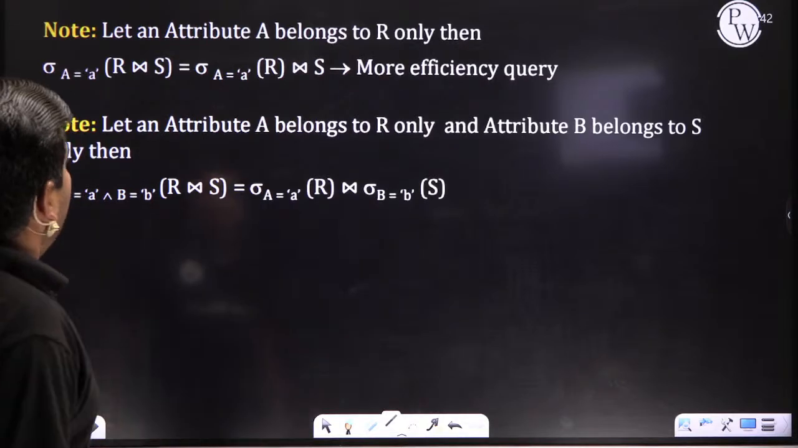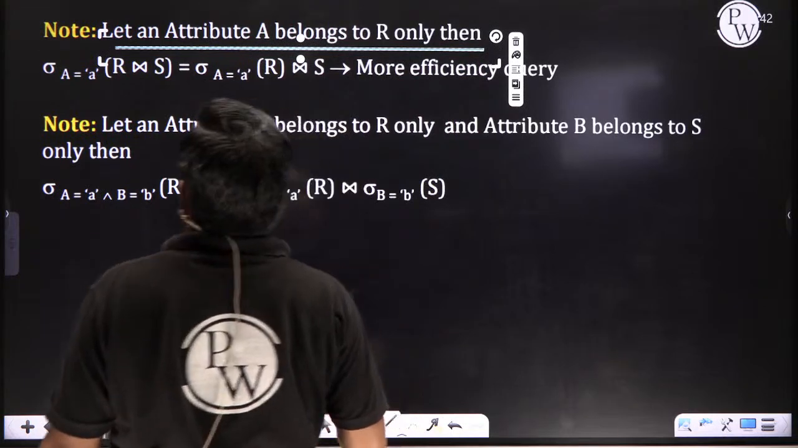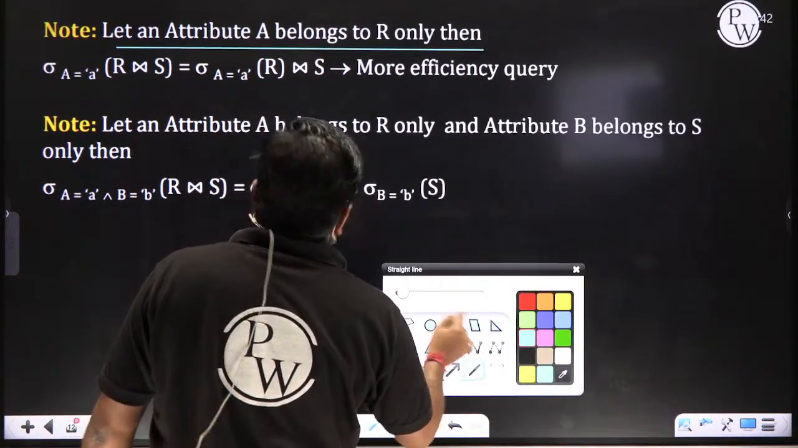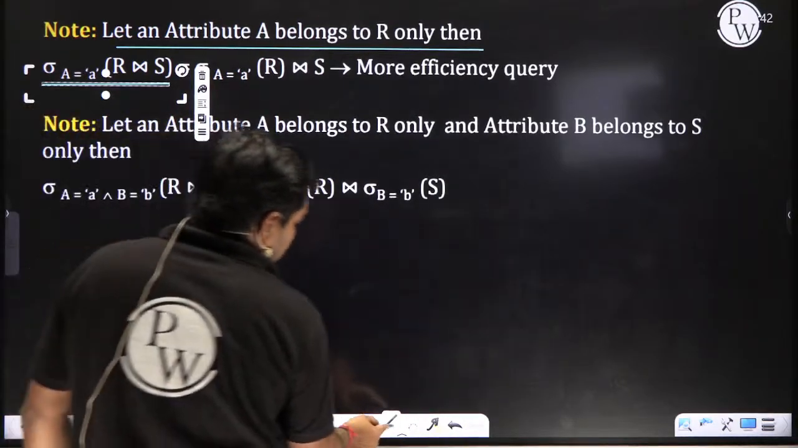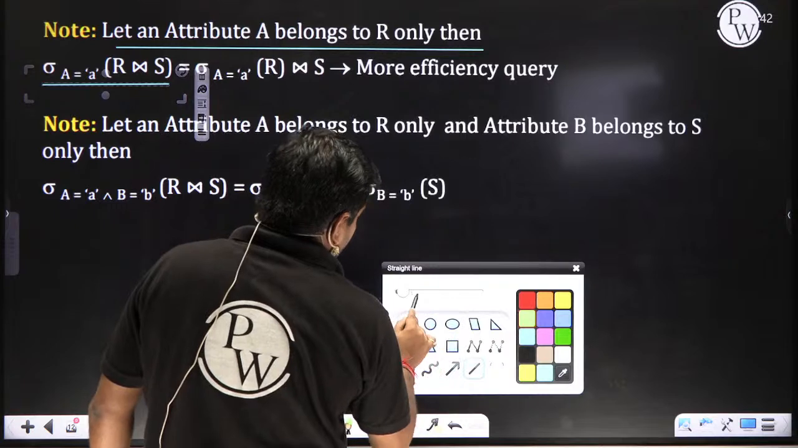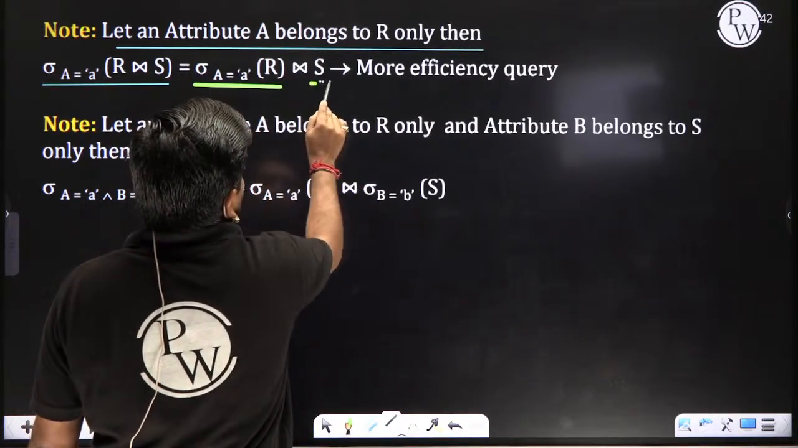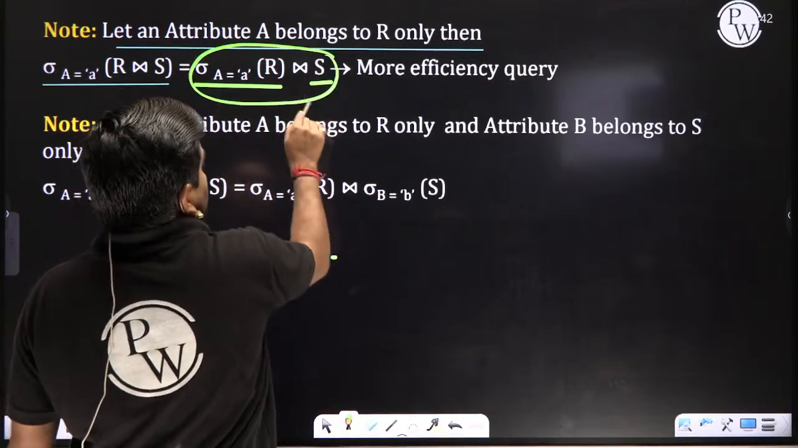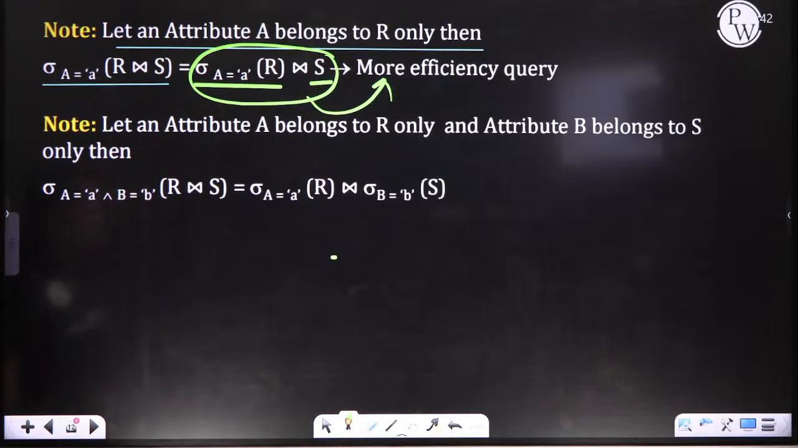Now, let the attribute belong to R only. Then what is the best thing? First you join, then apply the condition. It's bad. What you do, beta, is first select the condition, then perform the join. This is more efficient. I will explain again, don't worry about that.